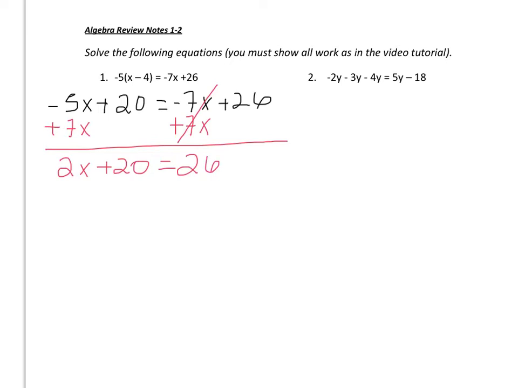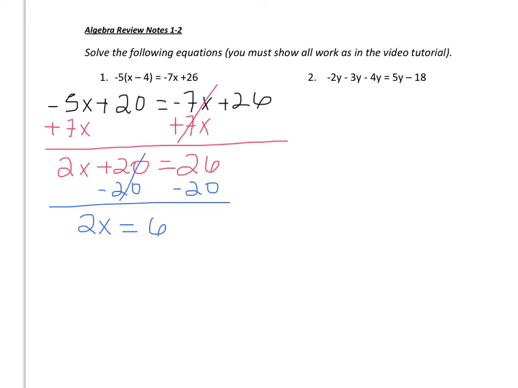Now, I want to get the x's by themselves on the left-hand side, and I need to get all the numbers on the right-hand side. I have a 20 here, and it's positive. Again, I do the opposite, so I'm going to subtract 20 from both sides of the equation. So that again cancels, and then I obtain 2x equals 6.